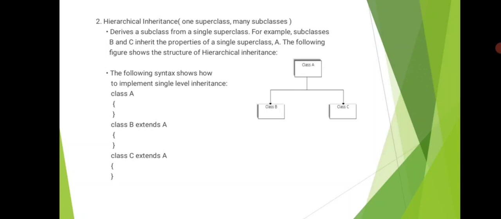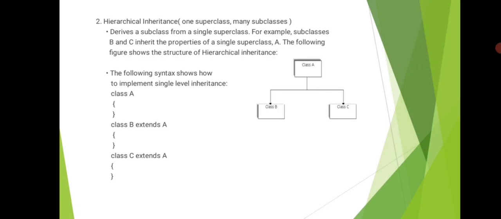Here we see one superclass but many subclasses. So class A is inherited by class B and class C. You can have any number of subclasses, but there is only one superclass. It derives subclasses from a single superclass. For example, subclasses B and C inherit the properties of the single superclass A. The following figure shows hierarchical inheritance.